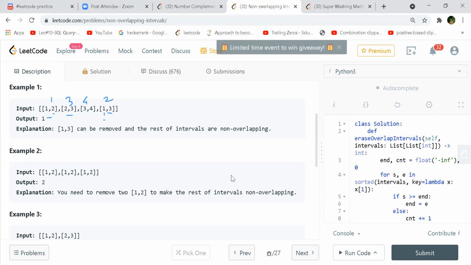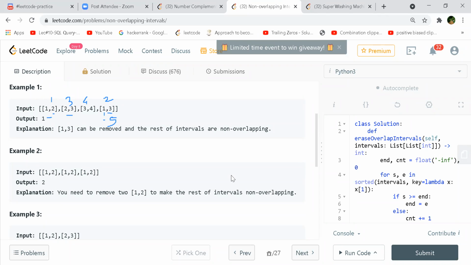So what if instead of 3 it was 5? This 1 3, instead of 3 it was 5. Then 1 5 only will be removed because all the intervals will come under this 1 5, right? And you have to take the minimum, so better to take 1 5 only.